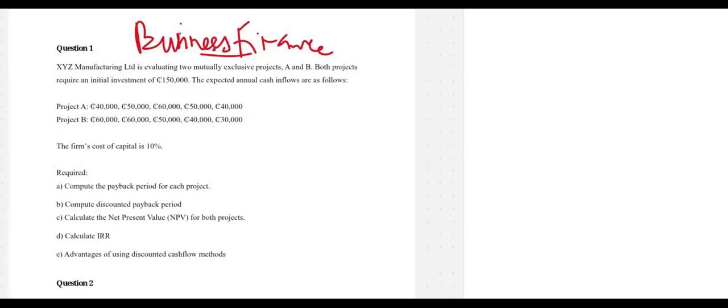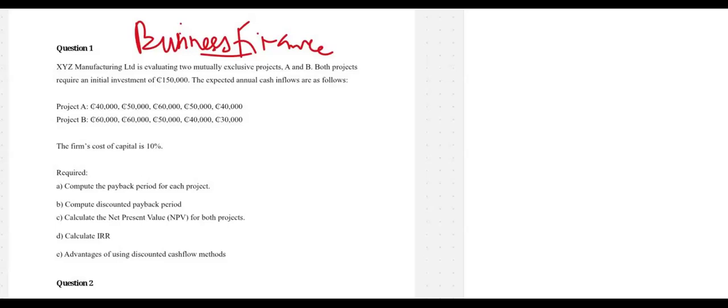XYZ Manufacturing Limited is evaluating two mutually exclusive projects, A and B. Both projects require an initial investment of 150,000. The expected annual cash inflows are as follows. Project A: 40,000, 50,000 cedis, 60,000, 50,000, 40,000. Project B: 60,000, 60,000, 50,000, 40,000, 30,000. The firm's cost of capital is 10%.